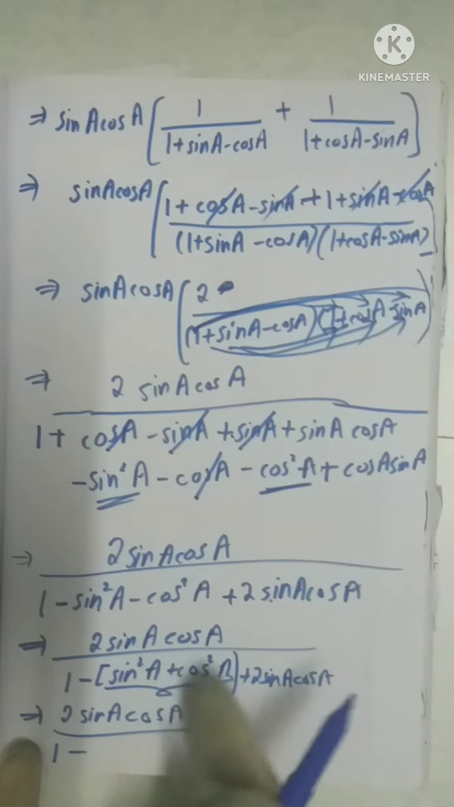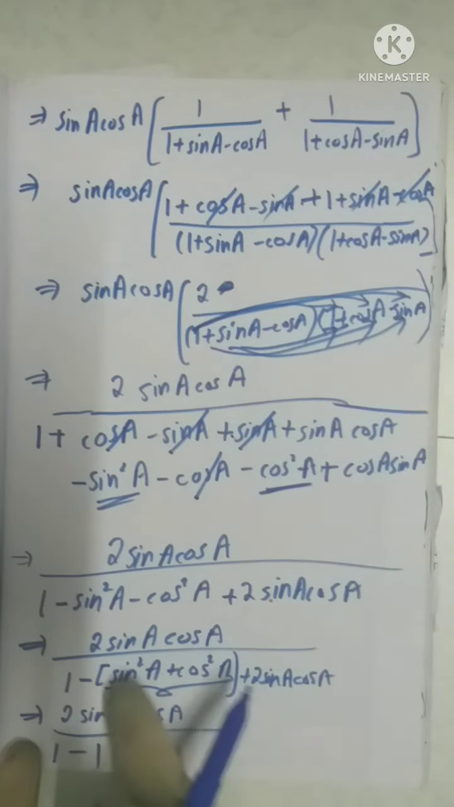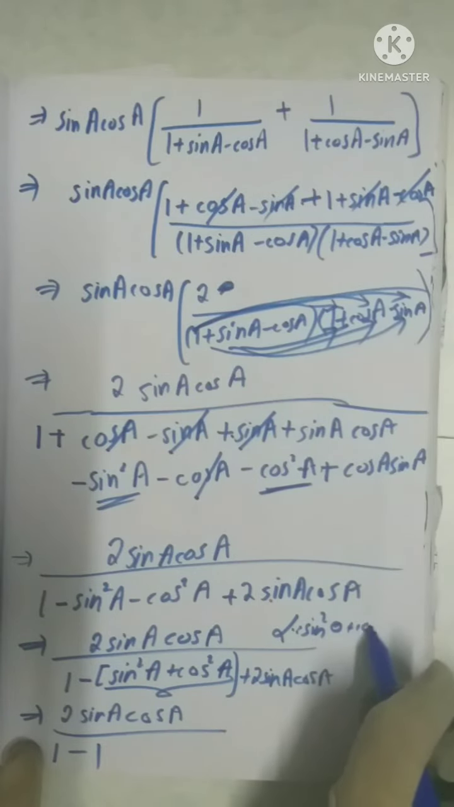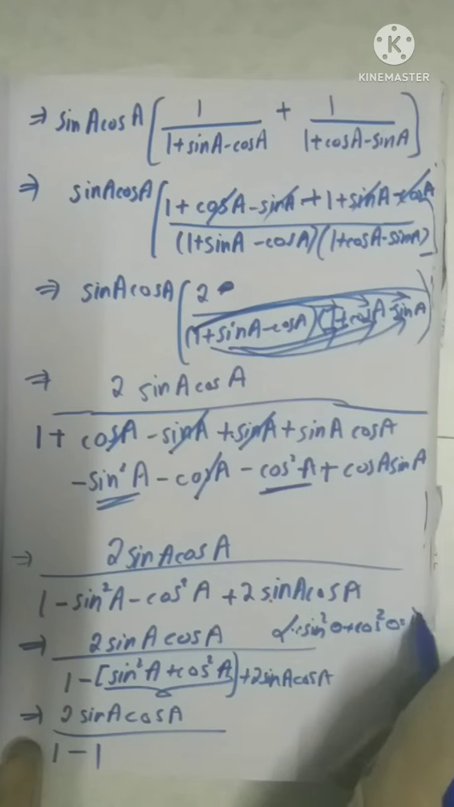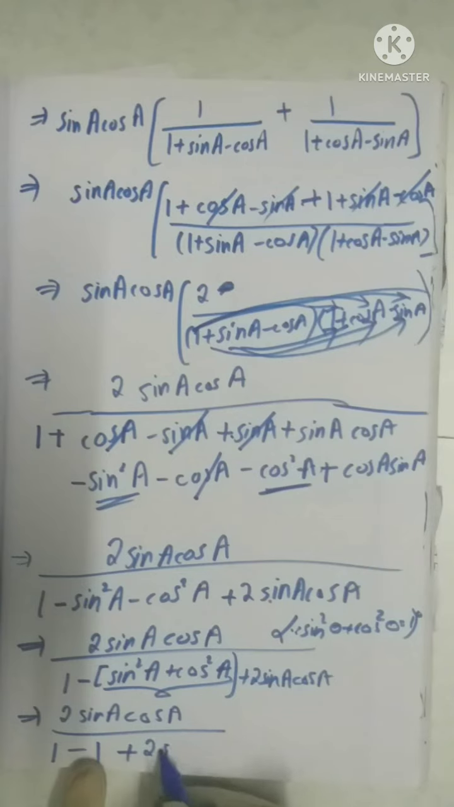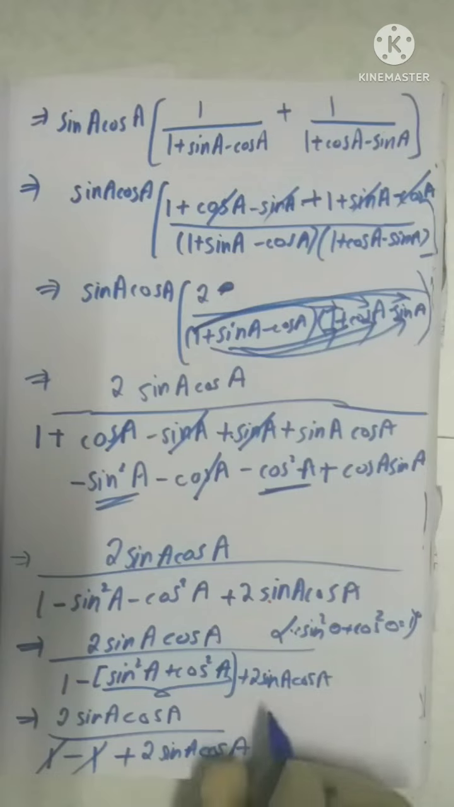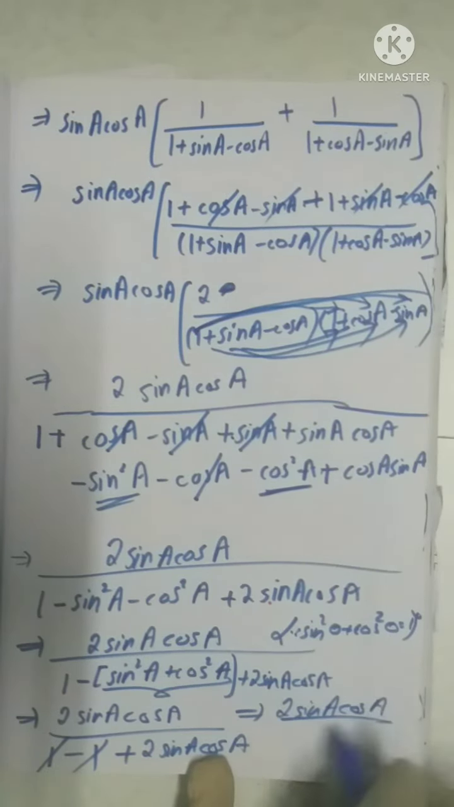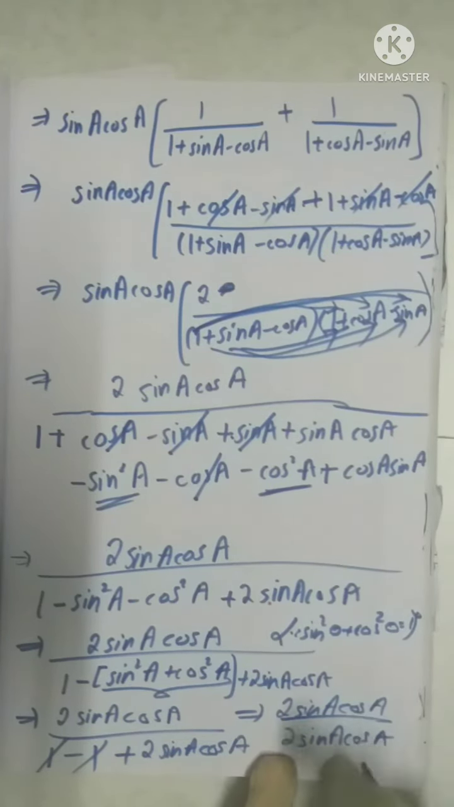what is sin square A plus cos square A? Sin square A plus cos square A is 1. Why? Because we know that sin square theta plus cos square theta is 1. Here theta is nothing but A. So since sin square A plus cos square A is 1, I am writing here 1 plus 2 sin A cos A. Now here plus 1 and minus 1 will get cancelled. What is remaining? 2 sin A cos A by 2 sin A cos A is remaining. Numerator and denominator both are the same here. Observe. So 2 sin A cos A by 2 sin A cos A is 1 by 1, and 1 by 1 is nothing but 1. So that is equal to RHS.